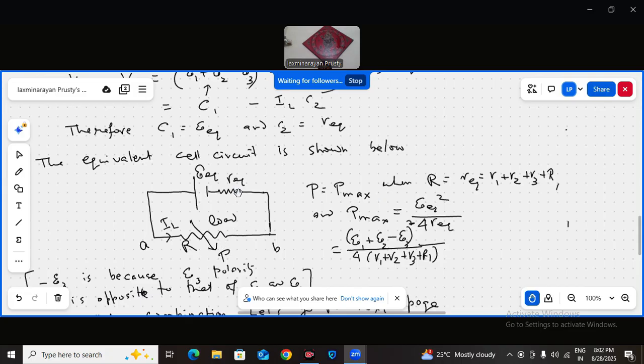R equivalent, this R. Then when the maximum power output, what will I get? E equivalent square divided by 4 R equivalent, when capital R is equal to small r. Okay. So that is E1 plus E2 minus E3 whole square divided by 4 into small r1 plus small r2 plus small r3 plus capital R1. So what is the load here? Load is R. That capital R1 has now gone into the single equivalent cell.